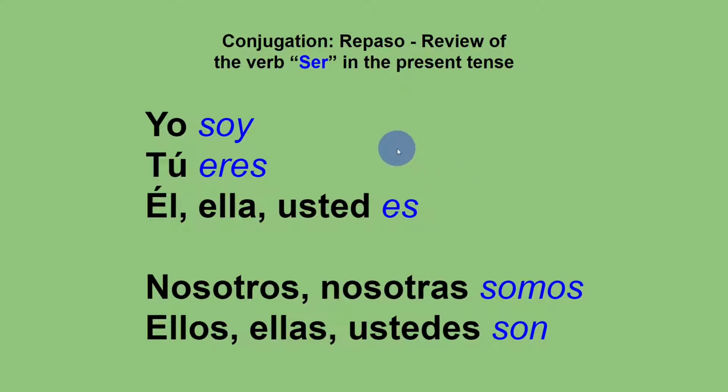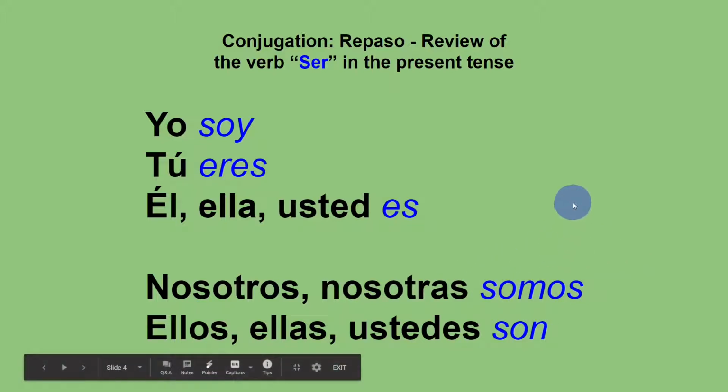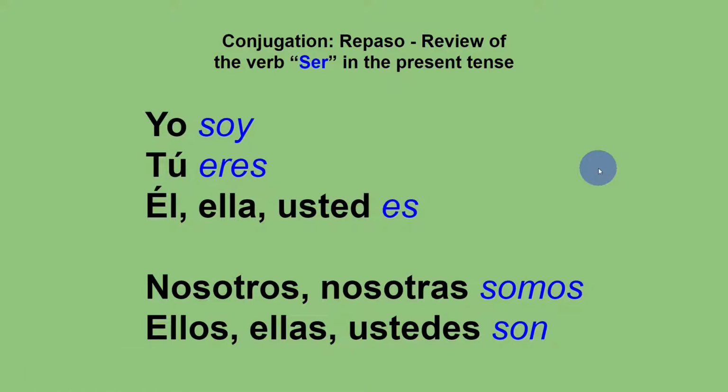So the way you conjugate the verb ser is: yo soy, tú eres, él, ella, usted es, nosotros, nosotras somos, ellos, ellas, ustedes son. So, this is how the verb ser ends. And remember, the verb ser is an irregular verb, so it won't have the endings of other regular verbs. But we'll get to regular verbs and more conjugations in the near future.